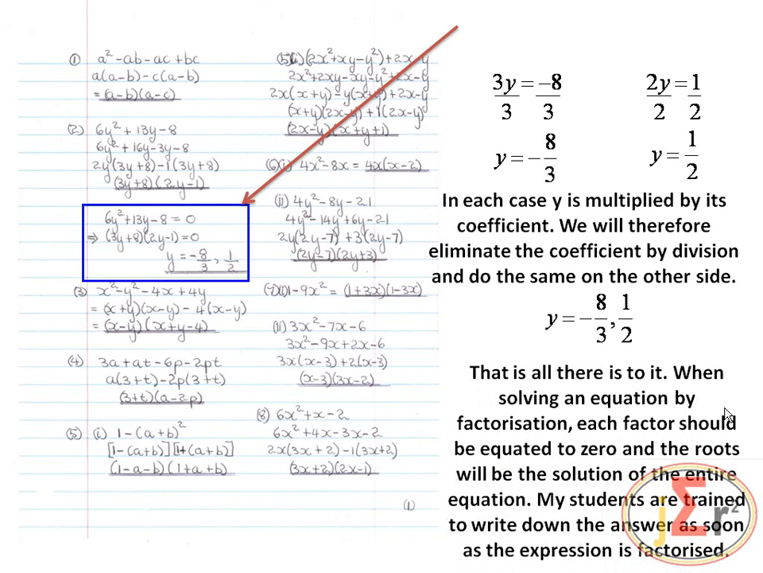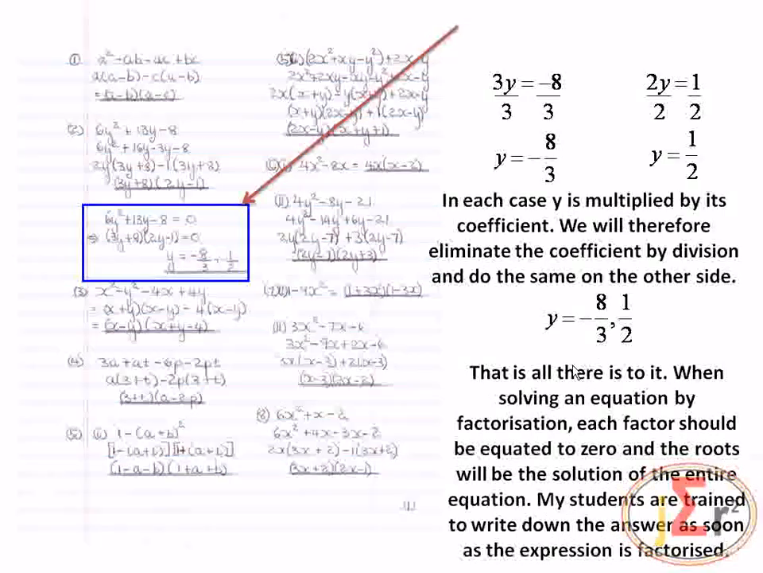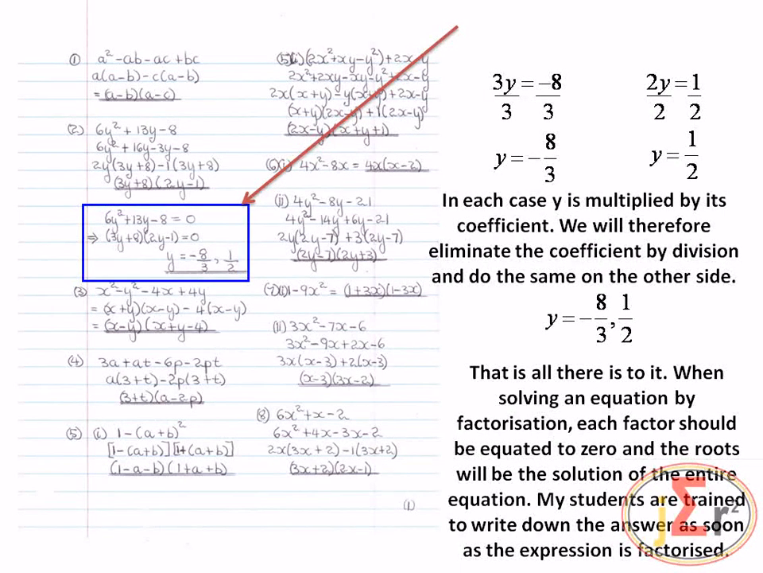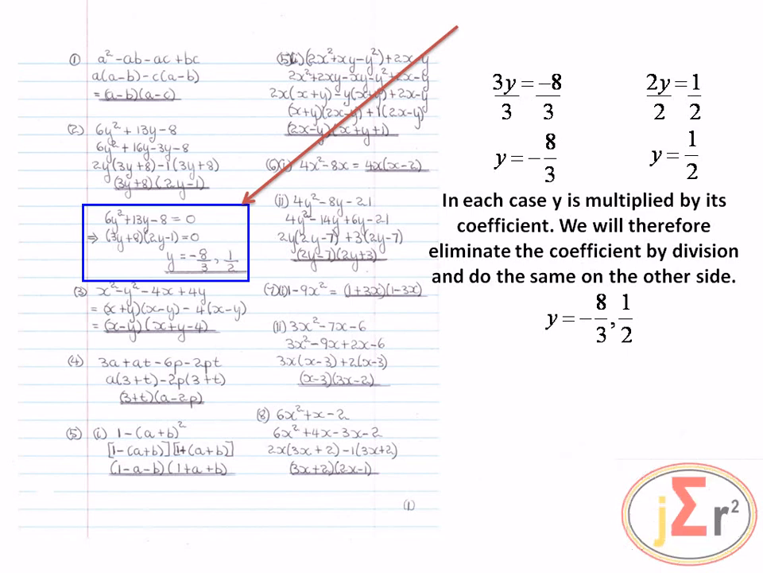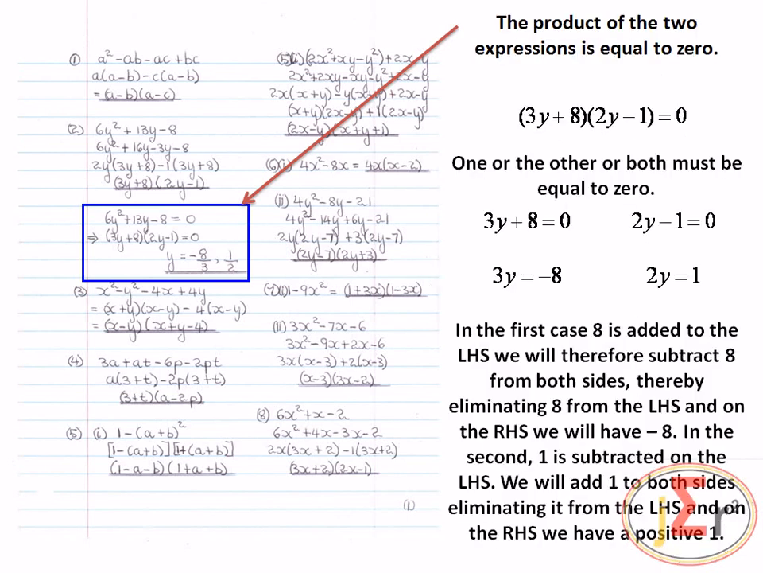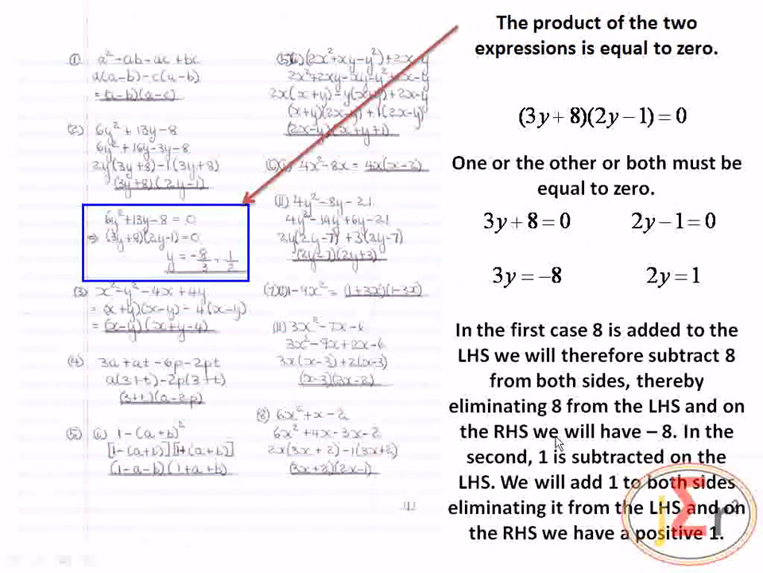When solving an equation by factorization, each factor should be equated to 0 and the roots will be the solution of the entire equation. That is, when we equate them to 0 and the results that we get, that will be the solution of the entire equation. My mathematics students are trained to write down the answer as soon as the expression is factorized. So when my students get to this stage, right here, they are trained just to look at this and write down the final answer without having to go through many steps afterwards.